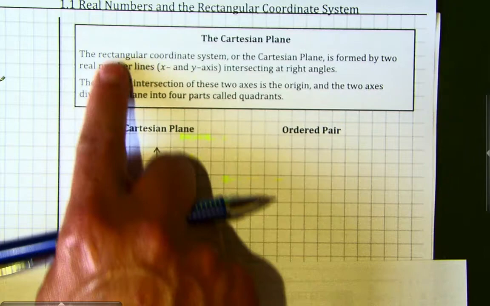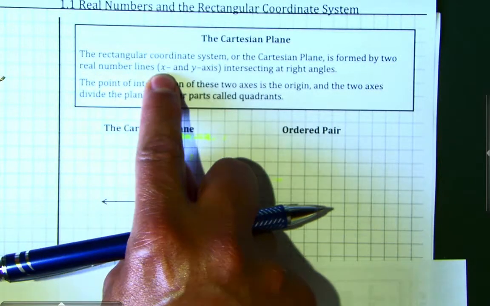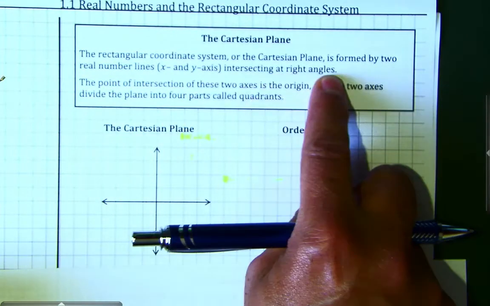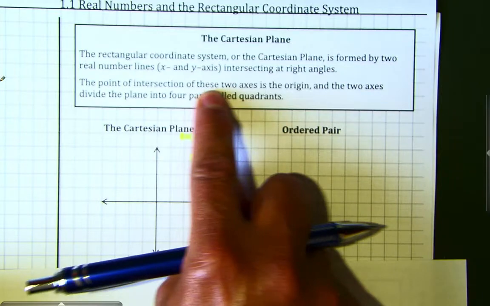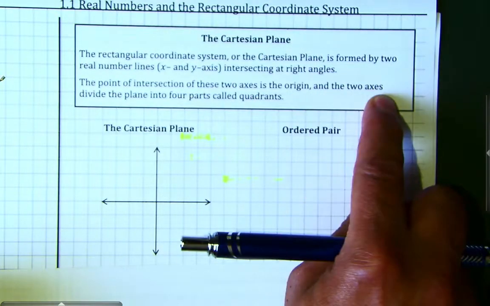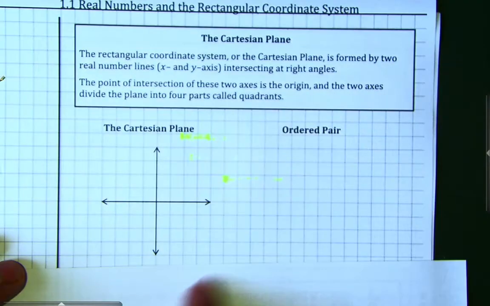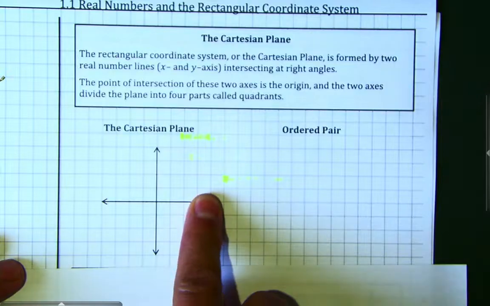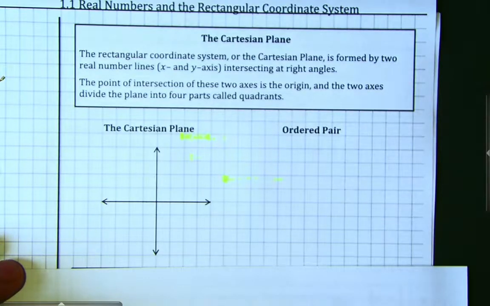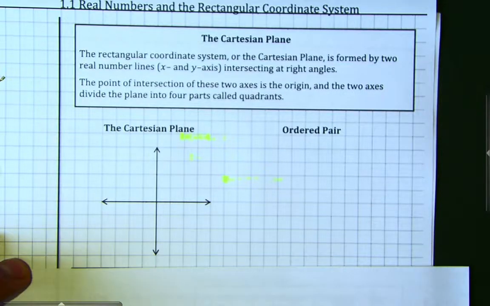The rectangular coordinate system, or the Cartesian plane, is formed by two real lines, x and y axis, intersecting at right angles. The point of intersection of those two axes is the origin, and the two axes divide the plane into four parts called quadrants. So go ahead and take a read through this once again and label everything that they talk about in this diagram. Go ahead and pause it, and I'll continue once you're ready. Go and label everything.